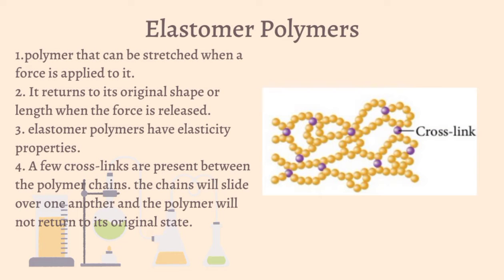Elastomer polymers. An elastomer is a polymer that can be stretched when a force is applied to it. It returns to its original shape or length when the force is released. Elastomer polymers have elasticity properties. A few cross-links are present between the polymer chains. The chains will slide over one another and the polymer will not return to its original state.